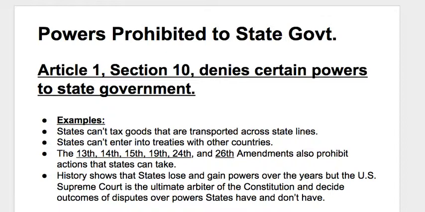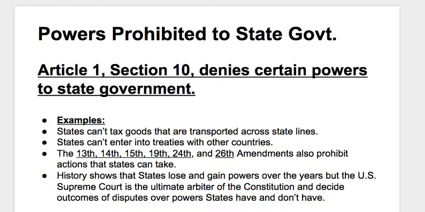So the 13th Amendment is slavery, so it means that that's not a state policy. States can't have slaves if they decide they want slaves. That's a federal policy. It's prohibited over our whole continental United States. The 14th Amendment, which is our guarantee of due process and equal protection of all citizens. Our 15th Amendment is our protecting of voting rights.